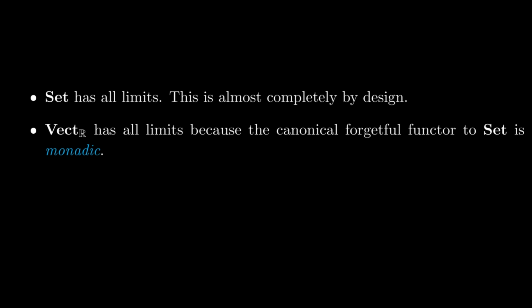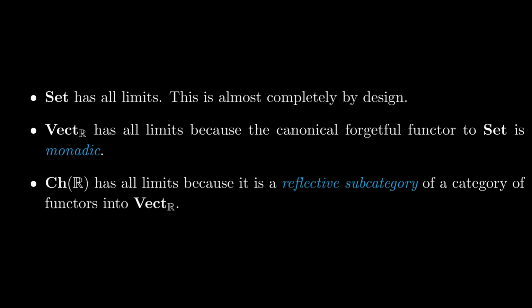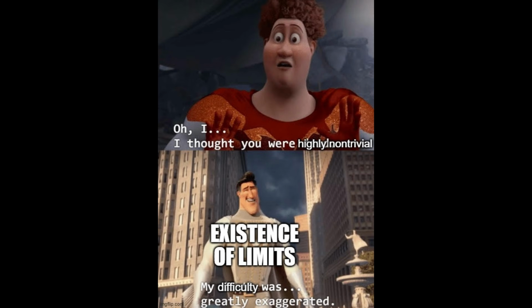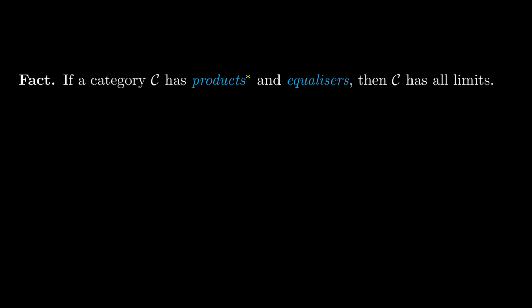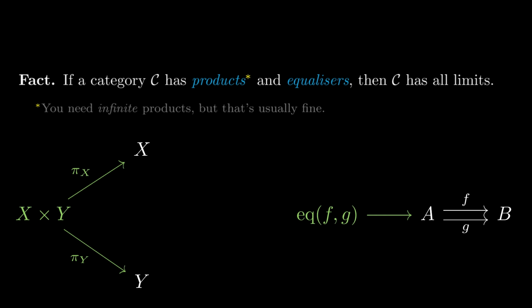For the category of chain complexes, we can show that it has all limits because it's a reflective subcategory of a category of functors with values in the category of vector spaces. Don't be discouraged by this. If you don't have access to high-level machinery, either because it's not available or because you don't understand it yet, proving that a category has all limits is not as bad as I just made it sound. It's just not trivial. You don't necessarily have to check every possible diagram shape to show that your category has all limits. In fact, it's enough to just check that it has all products and equalizers. Since products and equalizers are relatively simple diagrams, this makes general limits not so bad, at least so long as your category actually has all limits.